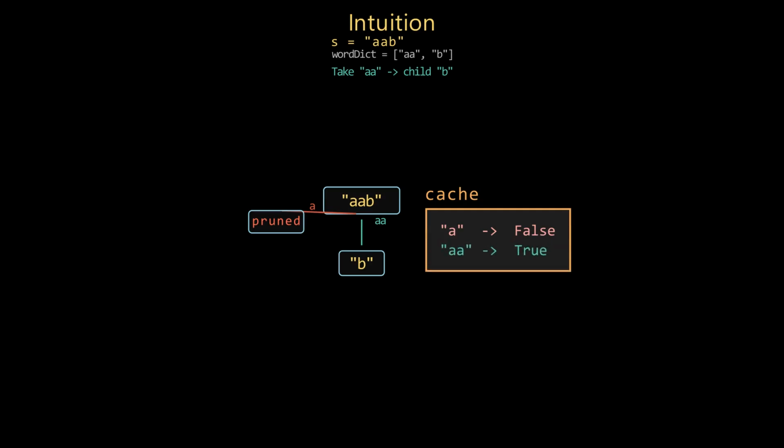Second branch, the dictionary word double A matches the first 2 letters of AAB. The child node is the leftover suffix, just B. On suffix B, the only dictionary word that matches the front is B itself. We take it and recurse. After consuming B, nothing is left of the string, so this path succeeds. We add to the cache that from suffix B with word B we reach success.